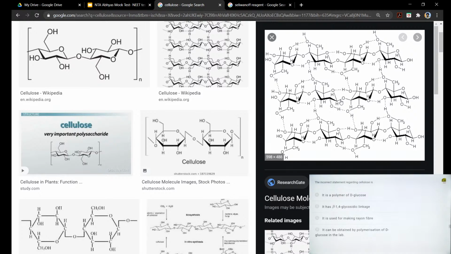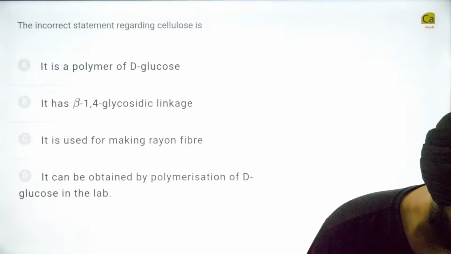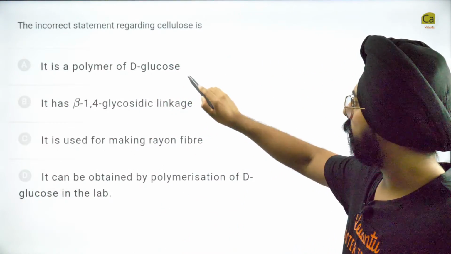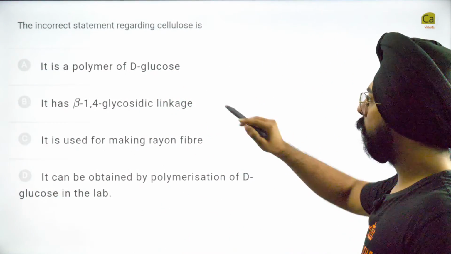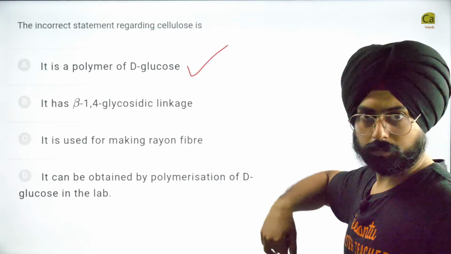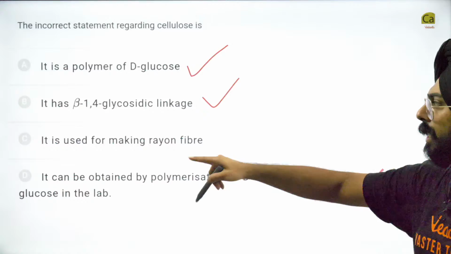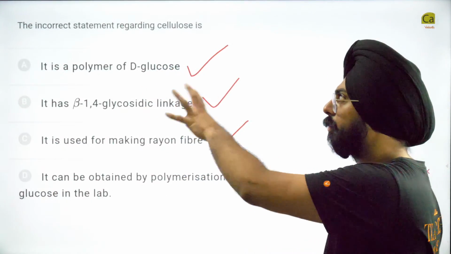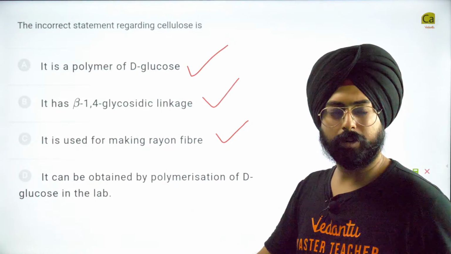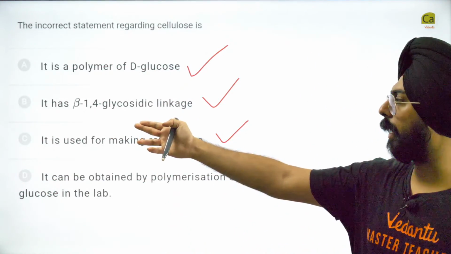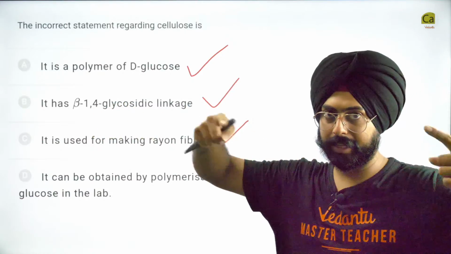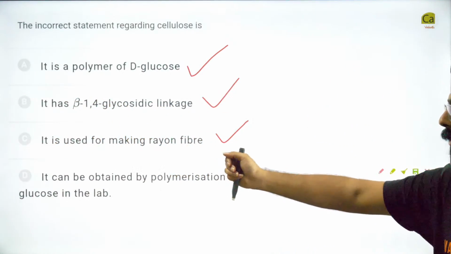Cellulose is basically just a polymer of glucose. Cellulose is something that is found in trees, etc. It is a very long polymer of D-glucose. That is absolutely correct. It has beta-1,4 glycosidic linkages. It is used for making rayon fibers. These are just factual pieces of information about cellulose. Rayon is a fiber that we use in some clothes, etc.